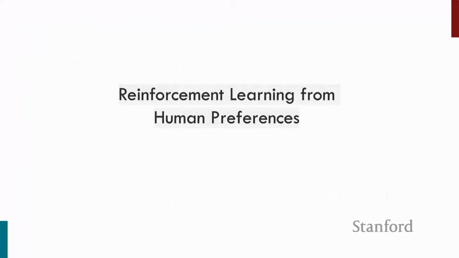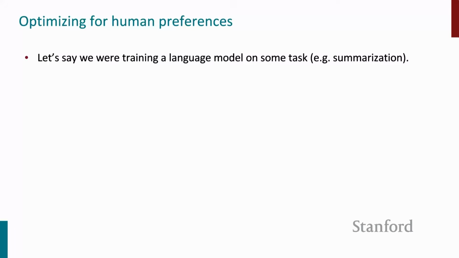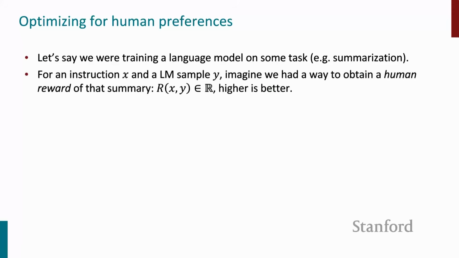Great. So now we'll get into reinforcement learning from human preferences, which addresses some of the limitations we discussed here. Throughout this section, we'll use summarization as an example, because there's not necessarily a good summary that we can often train on. For notation, we'll assume that we are given an instruction X and the language model will generate some sample Y, and we'll pretend that we have a way for a human to give us some kind of reward score for a given summary Y conditioned on some input X.